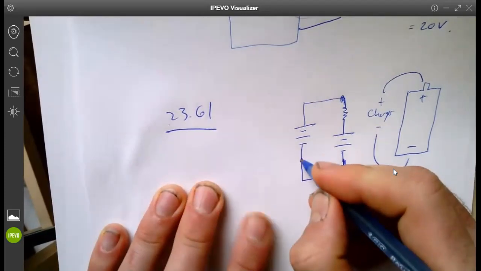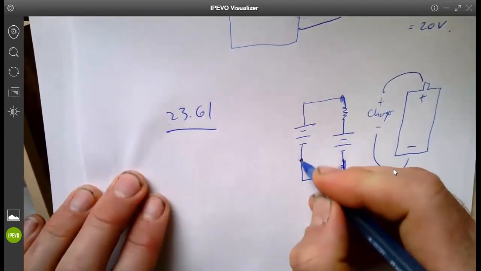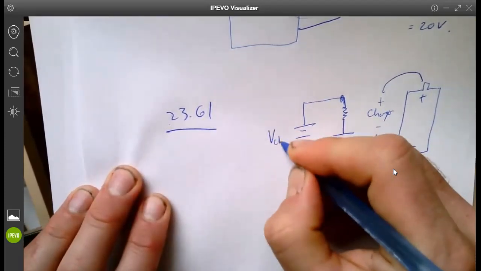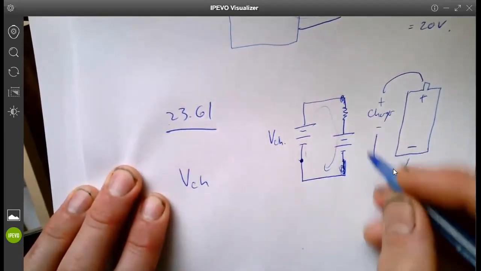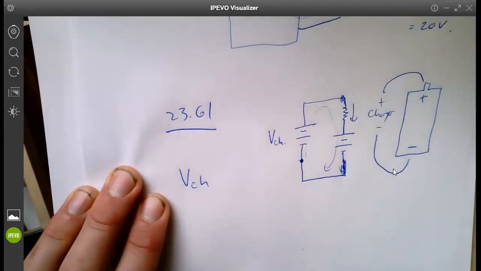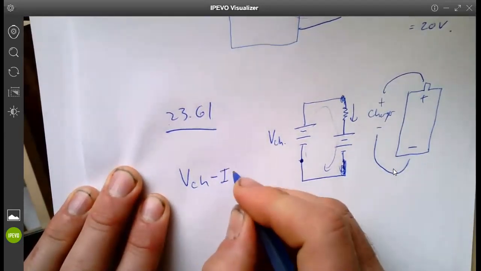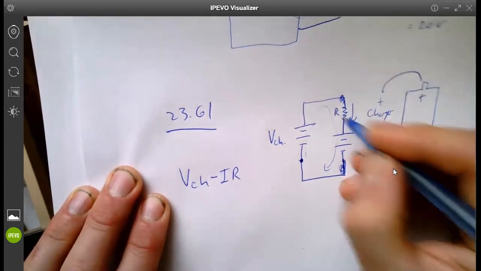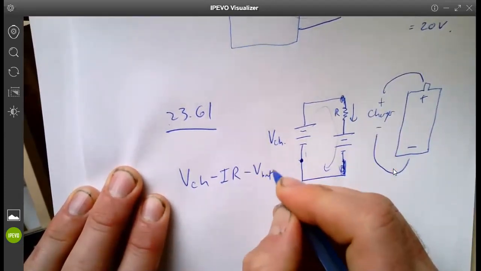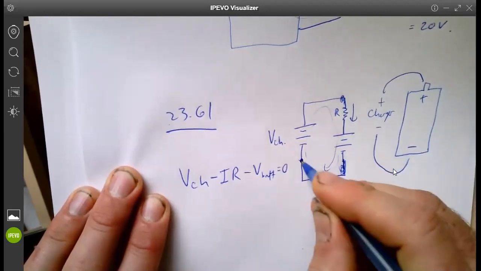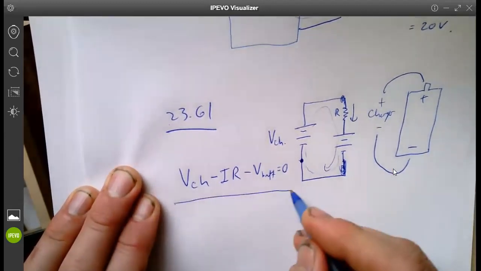And if you were to draw a Kirchhoff's voltage loop, let's say starting here, let's say this is the voltage of the charger, right? So voltage of the charger, if we're going around in this direction here, and let's say that the current is also in this direction, we'd have the voltage of the charger minus IR, this is the resistance here, and then we'd say minus the voltage of the battery is equal to 0 when we get back to where we started. So that's a Kirchhoff's voltage loop.